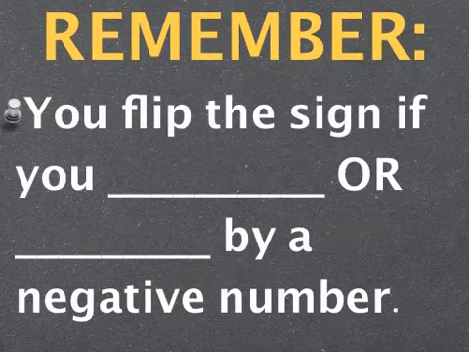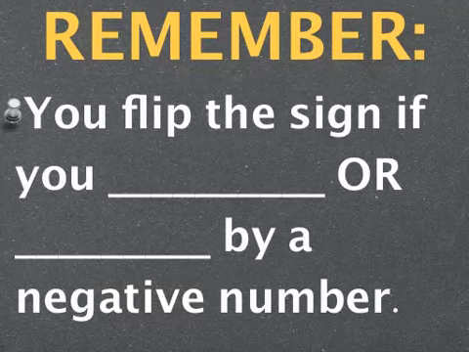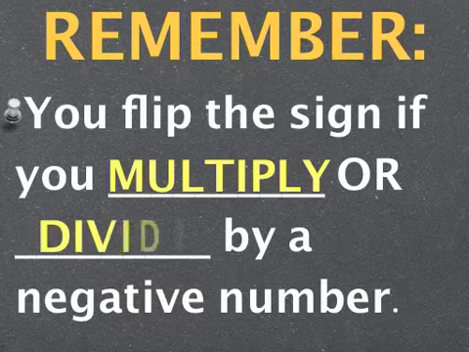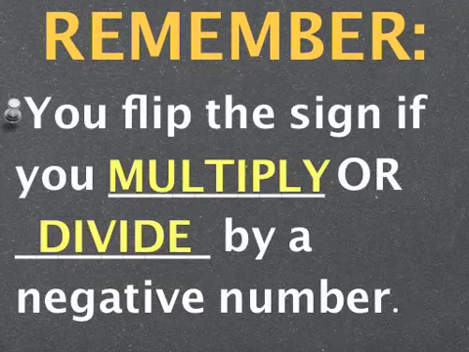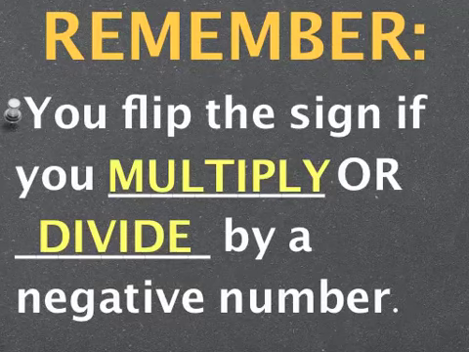The number one thing that you have to remember with inequalities is you flip the sign if you multiply or divide both sides by a negative number. So if we have to multiply or divide both sides by a negative number, we have to flip the sign, which means if it was greater than, now it's going to be less than. If it was less than, now it's going to be greater than.